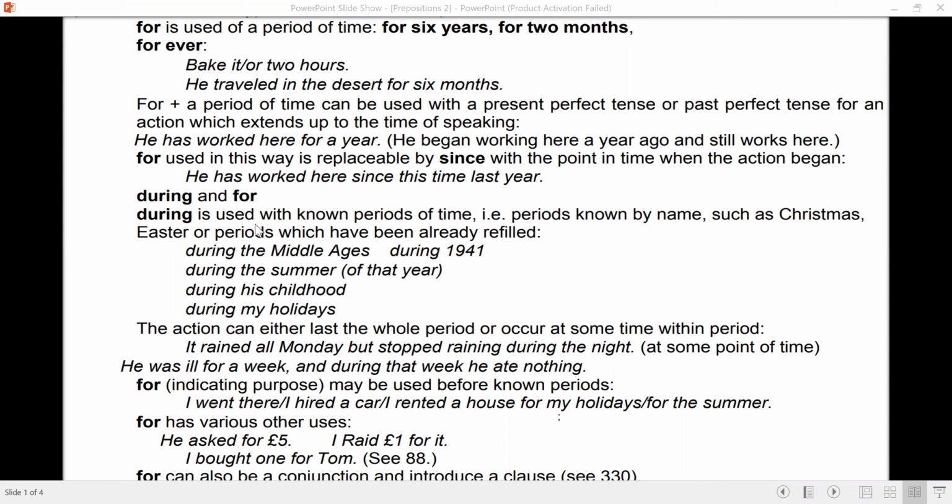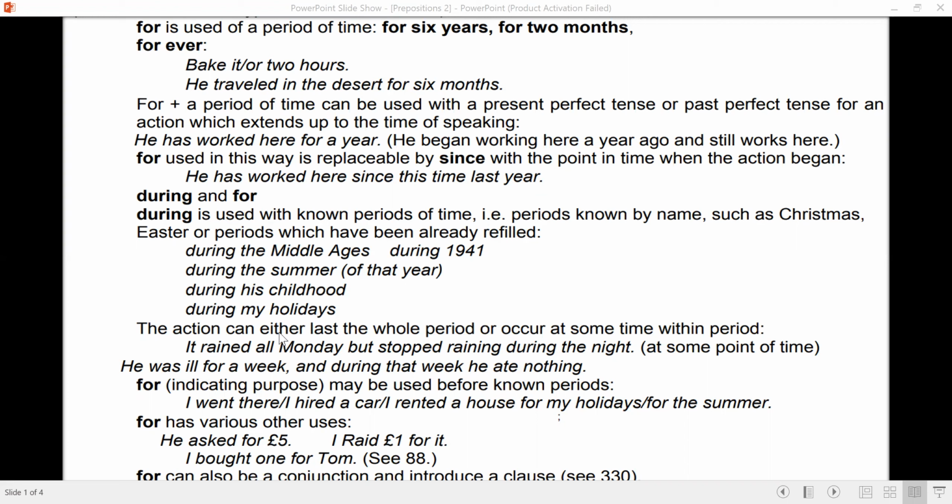During and for. During is used with a known period of time. That is, periods known by name such as Christmas, Easter, or periods which have already been defined. Actually, this should be defined; there is a typing mistake over here. For example, during the Middle Ages, during 1941, during the summer of that year, during his childhood, etc. So these are known periods of time.